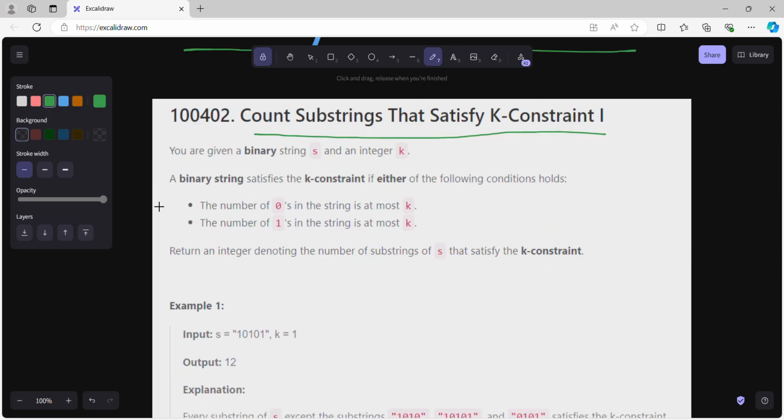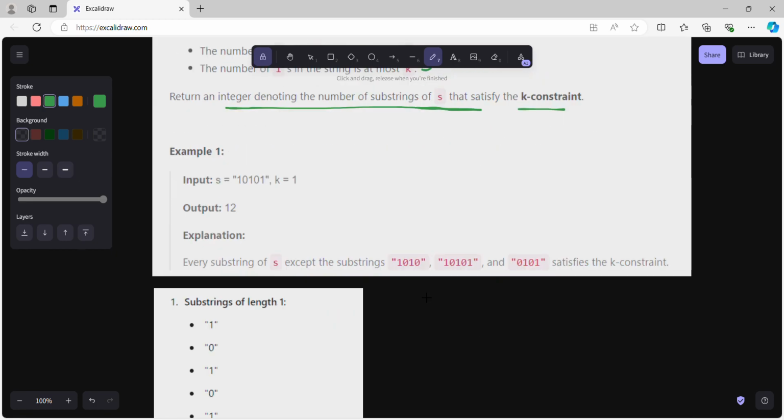In this problem you are given a binary string S and an integer K. A binary string satisfies the K constraint if either of the following conditions holds: the number of zeros in the string is at most K, or the number of ones in the string is at most K. In the end we have to return an integer denoting the number of substrings of S that satisfy the K constraint. See this example number 1.